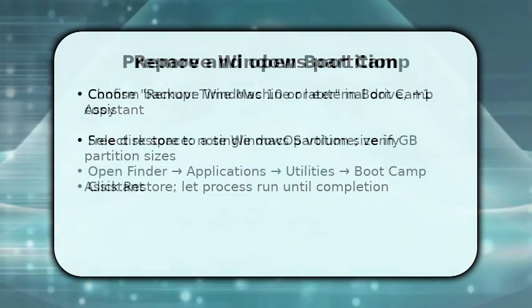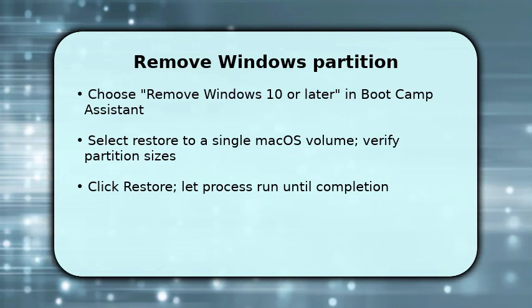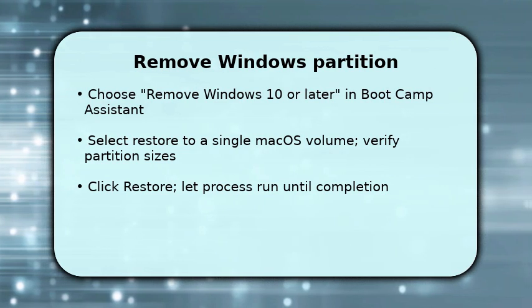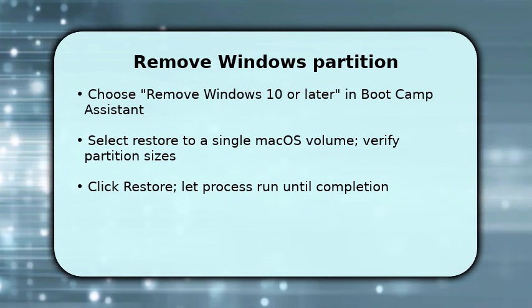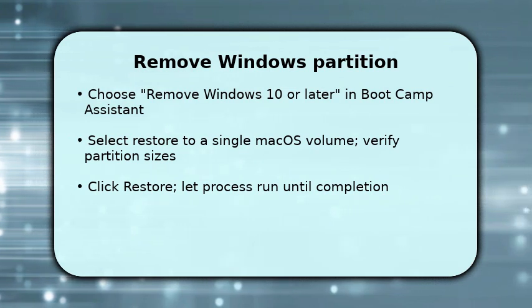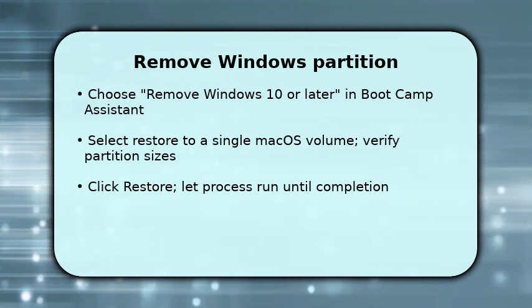You choose the removal option in Bootcamp Assistant. This tells Mac OS to delete the Windows partition and merge it back into your APFS or HFS Plus volume. Once selected, verify the partition sizes shown. You want the reclaimed GB to match expectations.